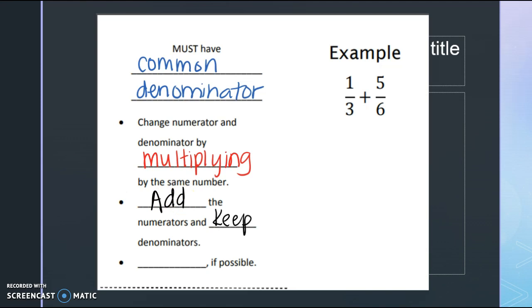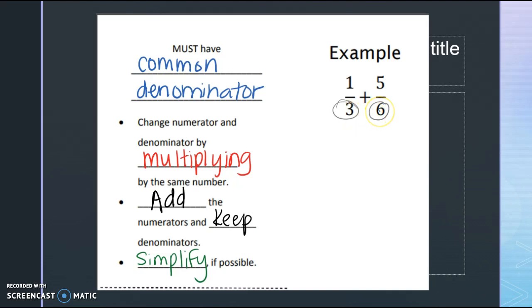And then our last step here is to simplify, if that is possible. So we have to make sure we are familiar with our divisibility rules, if there's anything that goes into both the numerator and denominator evenly. So we've got our example problem here, 1/3 plus 5/6. So here we first need to look at our denominators and come up with a common denominator. Now in this one, we're actually kind of lucky because the common denominator would be 6. There's many other common denominators, but we want to try and find the least common denominator, so the smallest one.